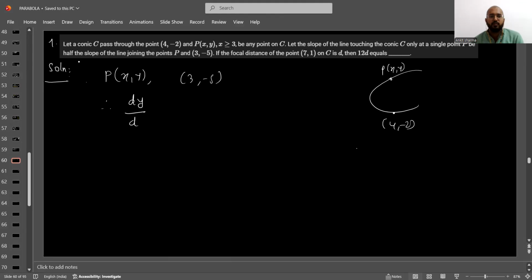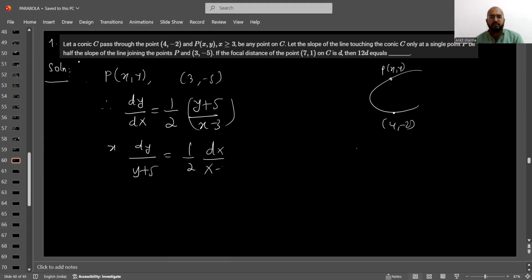So they are saying the slope of the line touching the conic C, that is dy by dx, is equal to half of the slope of the line joining P and this. That means I'm going to have here (y plus 5) over (x minus 3). So this turns out to be a variable separable method. But we can simply write down dy over (y plus 5) is equal to half of dx over (x minus 3). And we can simply integrate it.